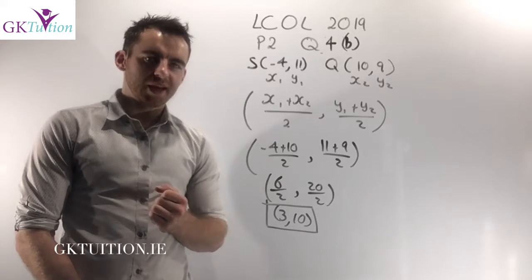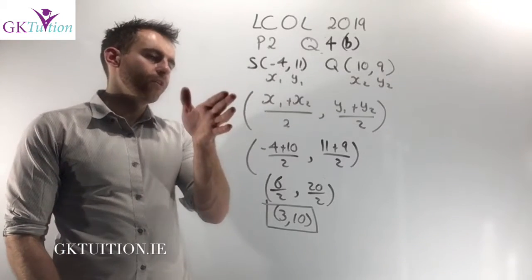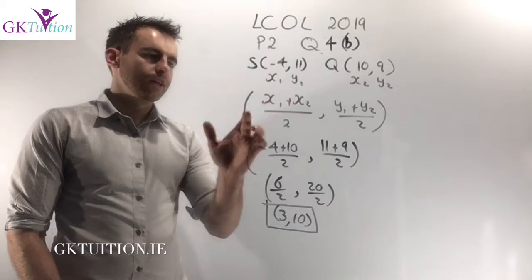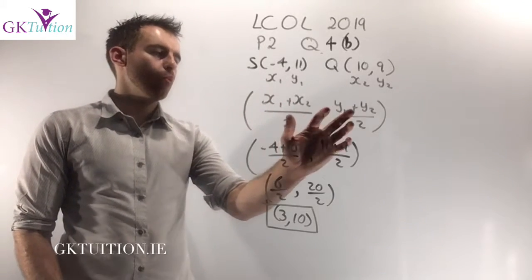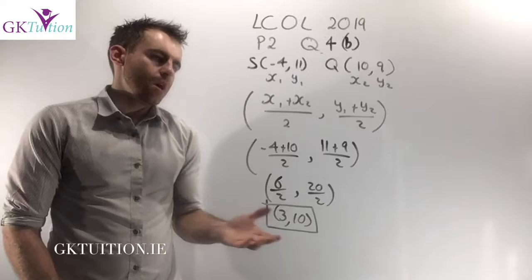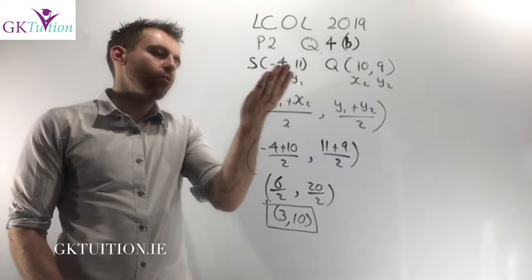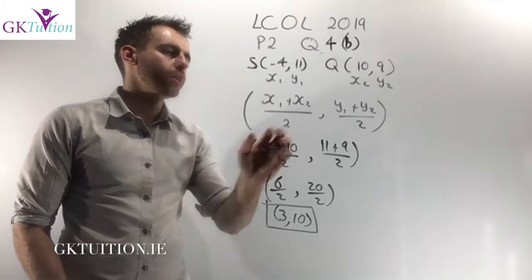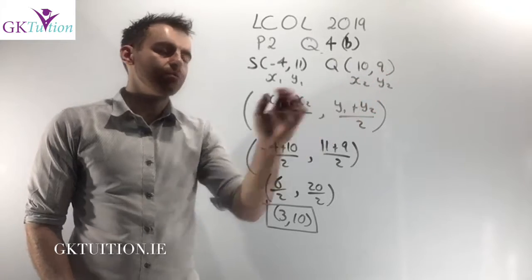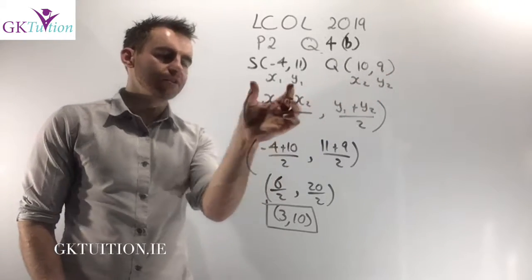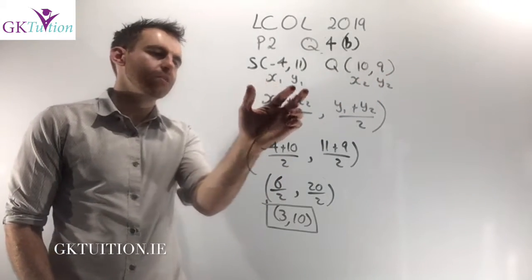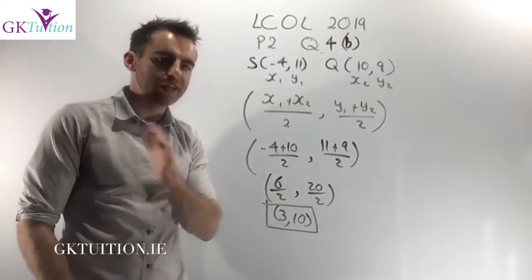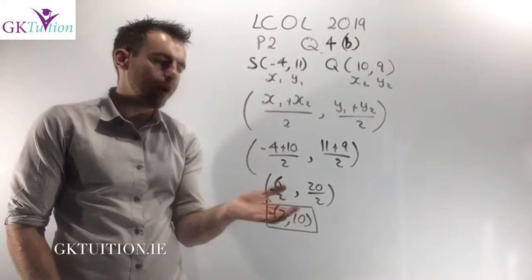You should go to your maths tables on page 18, where you find the formula for the midpoint of a line. It's (x1 plus x2) over 2, (y1 plus y2) over 2. I already know S is (-4, 11), so that's my x1 and my y1. Q is (10, 9), that's my x2 and my y2. Remember, those are actually interchangeable. I could have called this x2, y2 and this one x1, y1. You end up with the same answer either way, so it doesn't really matter.